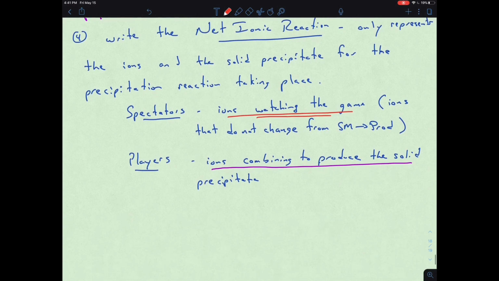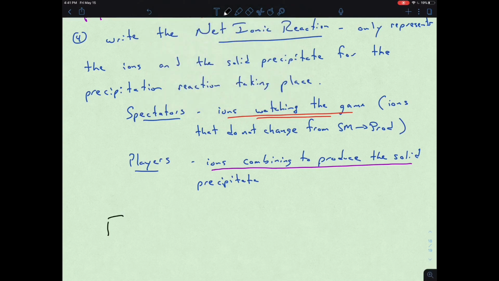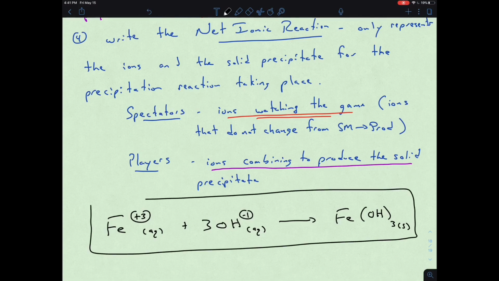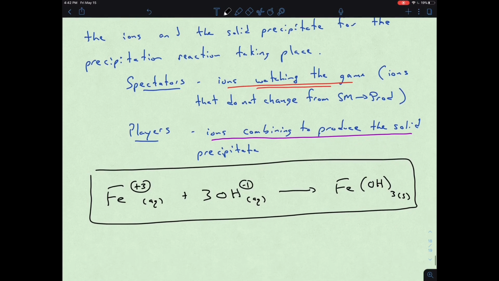So in terms of that net ionic reaction, we would just write the iron plus 3 reacting with the 3 hydroxides to produce solid ferric hydroxide. And that's usually how we end it. So that's the idea. You just have to break it down into those individual steps to develop the total ionic reaction, as well as then developing the net ionic reaction. So let's do one more example.